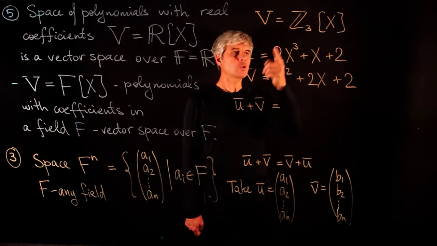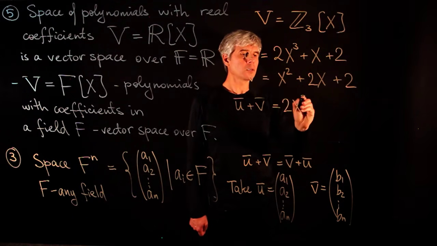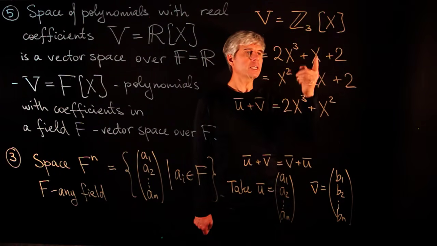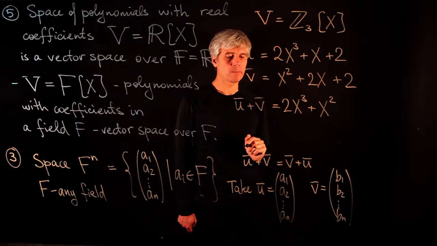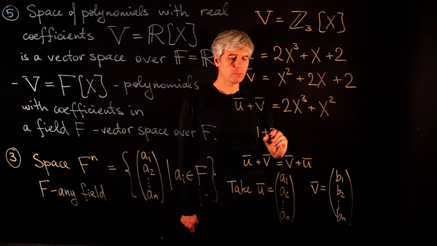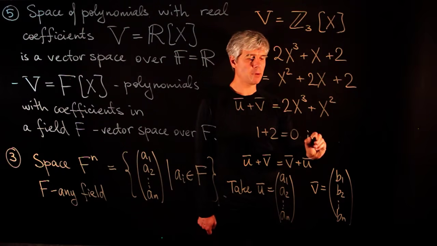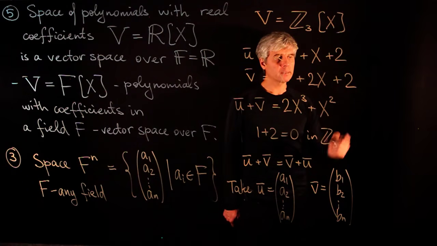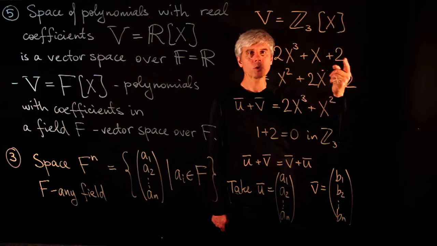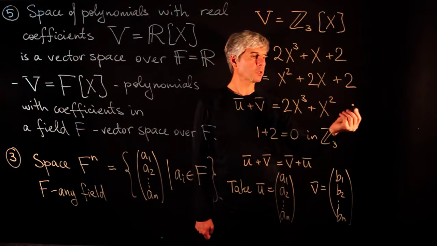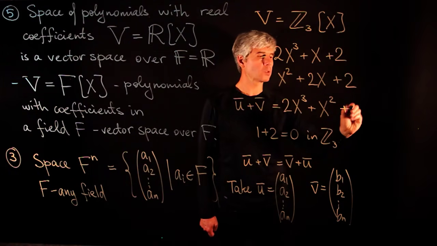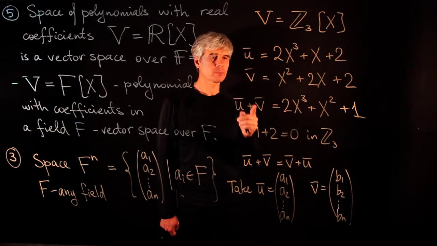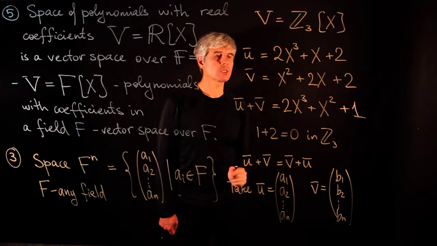Now, the cubic term here will be 2x cubed. So the quadratic term will be x squared. Now, the linear term will be x plus 2x. But 1 plus 2 is equal to 0 in Z3. So this means that the linear term will disappear. And for the constant term, we have 2 plus 2. But 2 plus 2 is equal to 4, which has a remainder of 1. So this means that this will be 1. So this is how we add two polynomials or two vectors in this space.